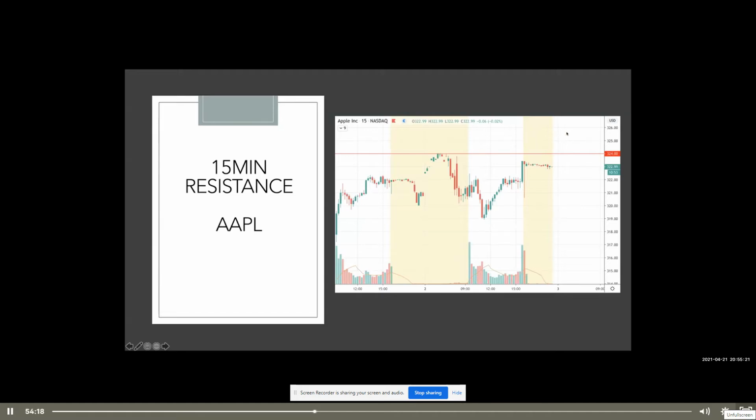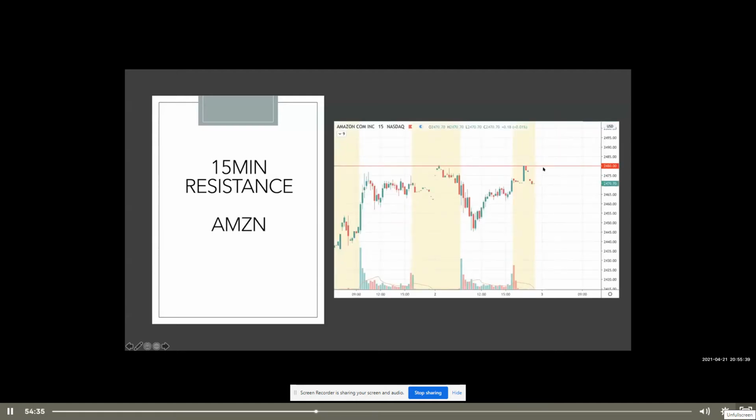But yes, we use pre-market and after hours data to come up with support and resistance levels. It's not just during the session, all right? So yellow is pre-market and after hours, the white is during the actual day.